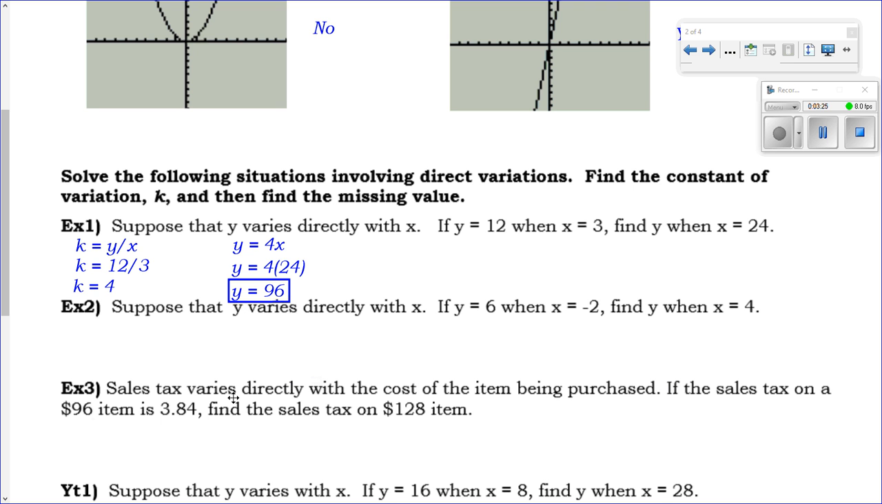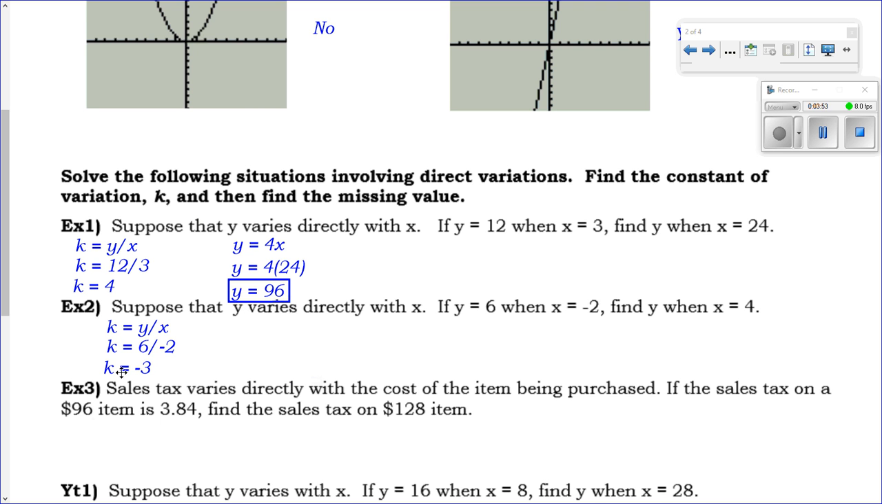So let's do example 2. Suppose that y varies directly with x. If y equals 6 when x equals negative 2, find y when x is 4. So we're going to use the secondary equation first. And what are we going to plug in for y and x? We're going to plug in 6 and negative 2, because those are the two values that go together. And what's 6 divided by negative 2 going to give me?